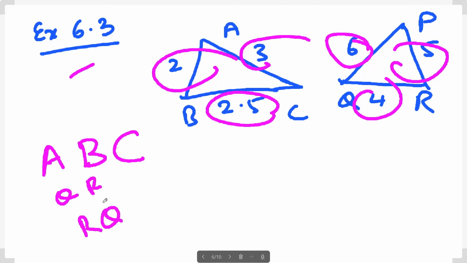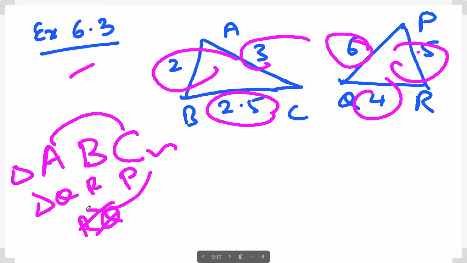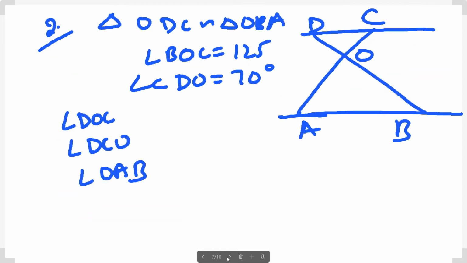So let's move on. BC goes with PR. So it has to be like this, because PR cannot be here. So it is like this. So this is similar to this. Triangle ABC is similar to triangle QRP because AB by QR, 1 by 2, BC by RP, 2.5 by 5, 1 by 2, and AC by PQ, 1 by 2. Got it? Let's move on.